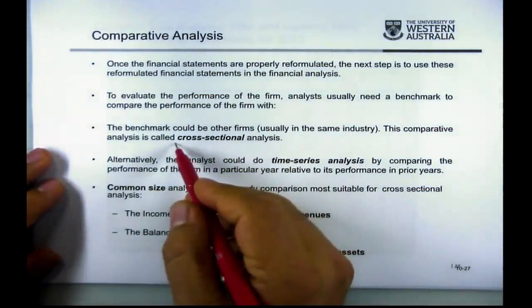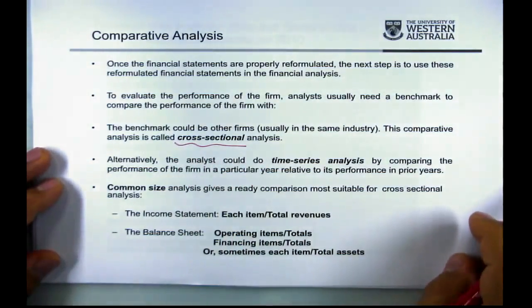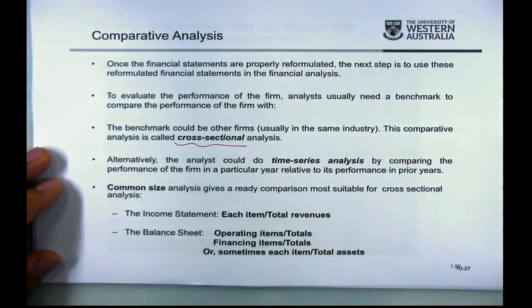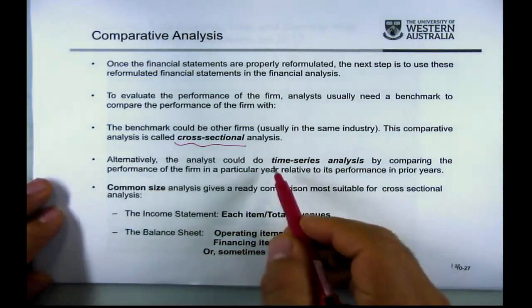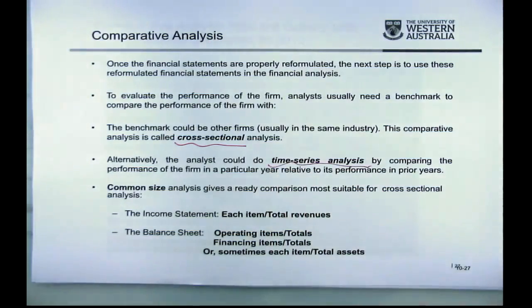Normally, we can compare the performance of our firm with other firms, and this kind of analysis is called cross-sectional analysis. It would be better if we compare our firm with its peers in the same industry. There is another type of analysis, called time series analysis, where we compare the performance of our firm relative to its performance in the past. So we see the trend in its performance indicators. Okay?